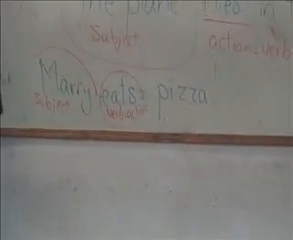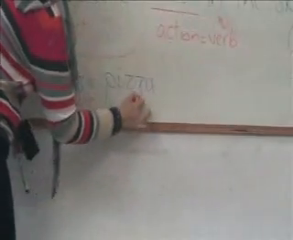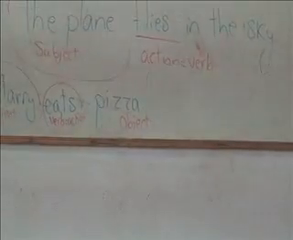Now I want to ask about the object. What do I use? What does she eat? Pizza. So pizza is the object. You got it? Yes. Very easy.